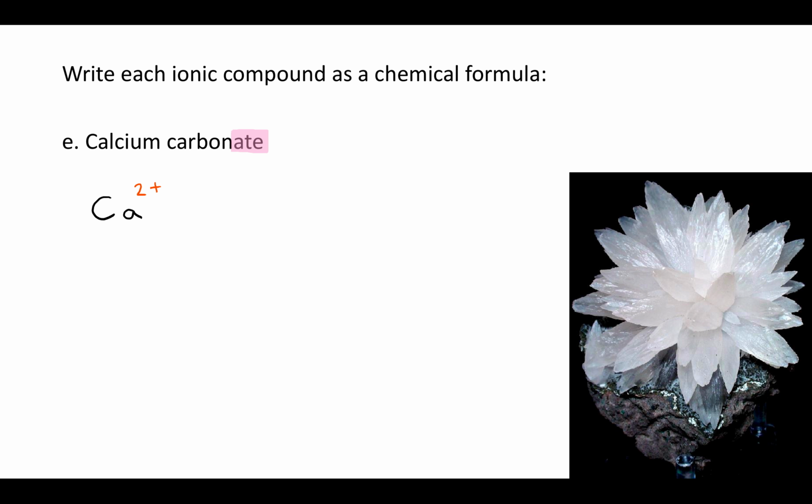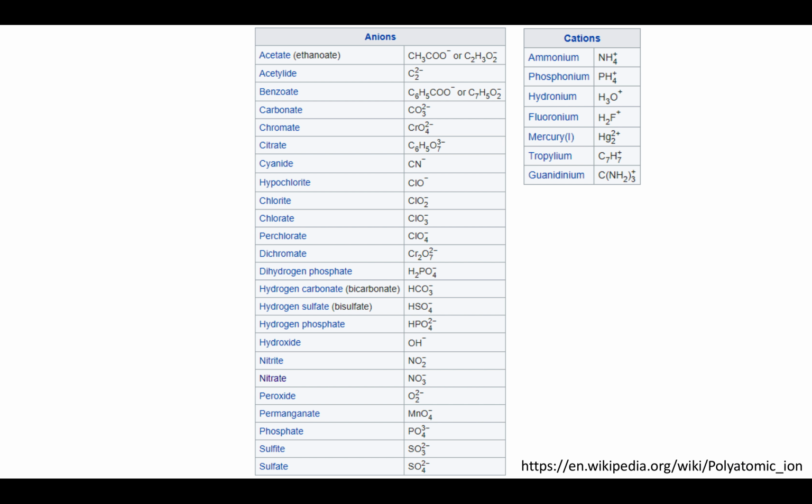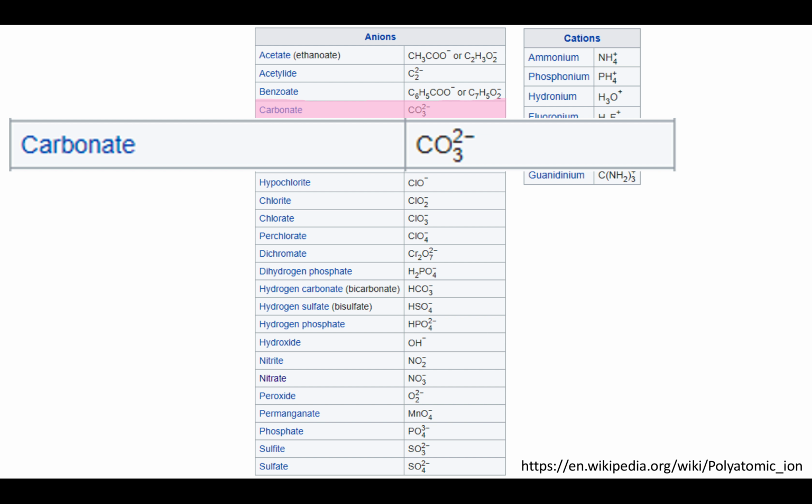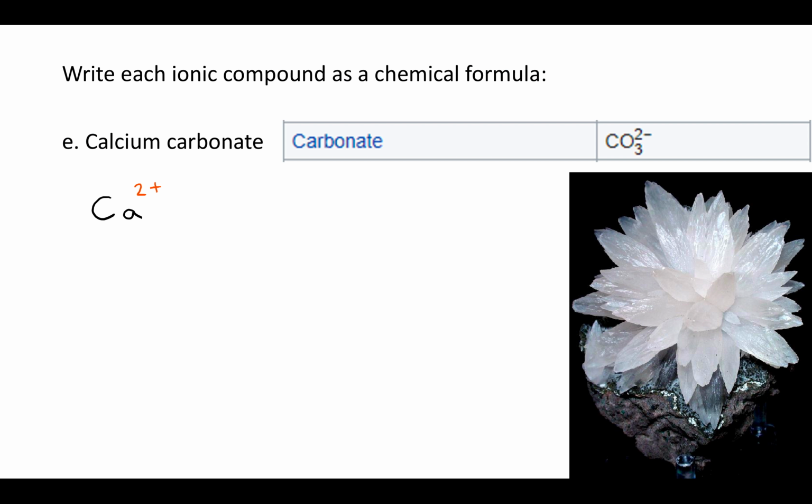If you look at carbonate, you'll notice that it doesn't end in IDE, right? It ends in ATE. So because it doesn't end in IDE, you know that it must be a polyatomic ion. So go to the table of polyatomic ions and look for carbonate, and there it is at the top. So carbonate is CO3 with a 2- charge. So to write that ion in, we'll write CO3 with a 2- charge.